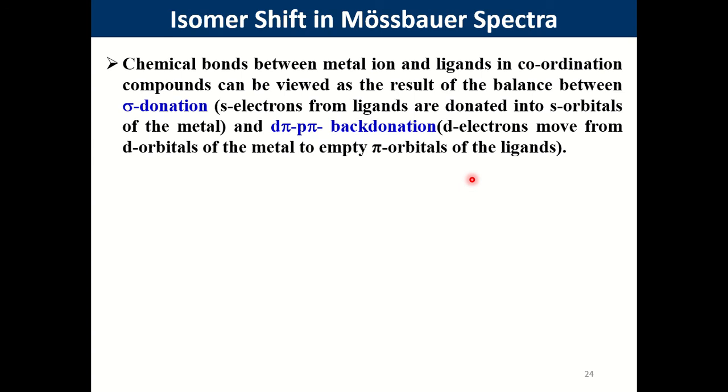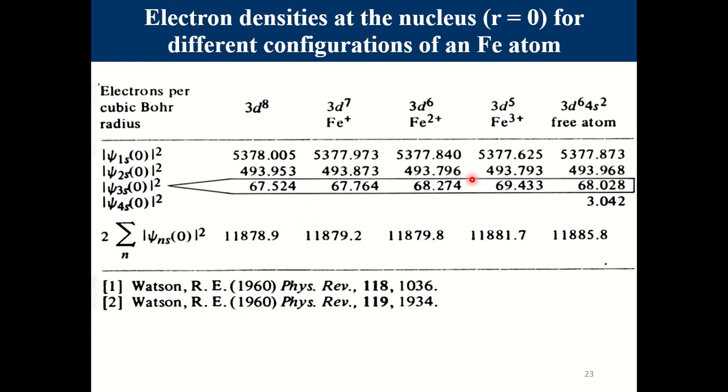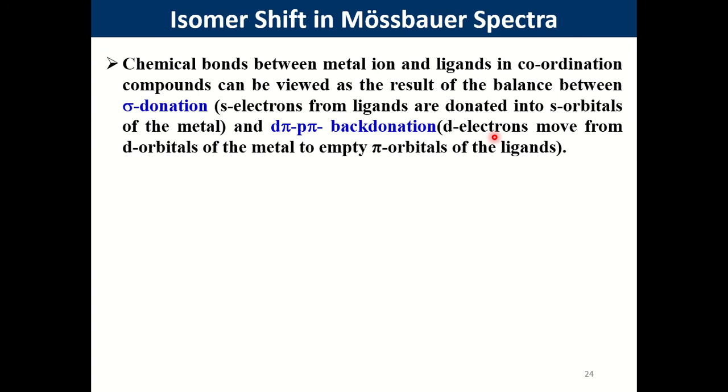Another effect: here we have considered isolated atoms. If we have isolated atoms, this is the situation: Fe3+, Fe2+, Fe+. But in a coordination compound, these atoms would be bound to certain ligands. So there will be some covalent bonding also, and that will further lead to changes in this pattern of the s electron density.